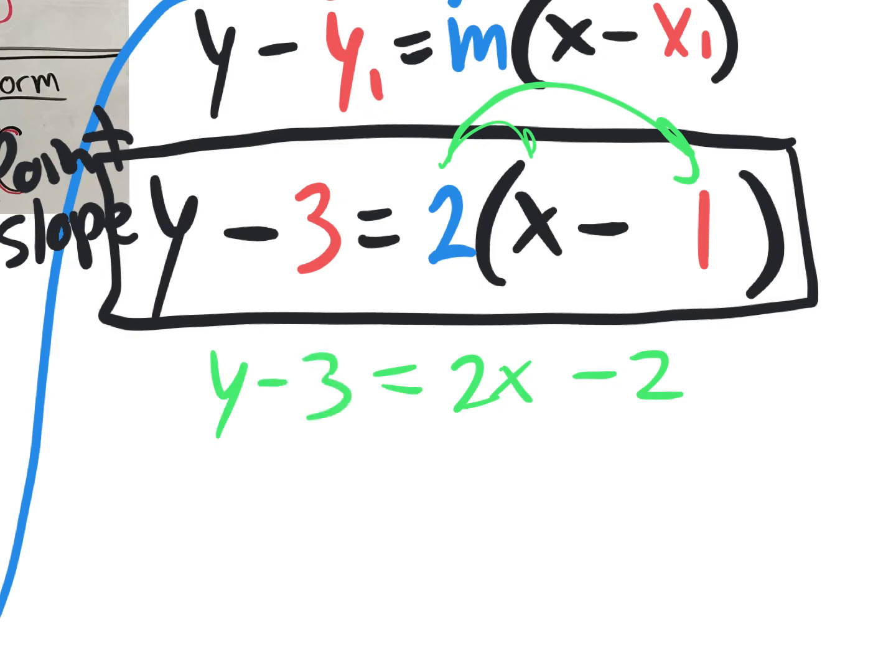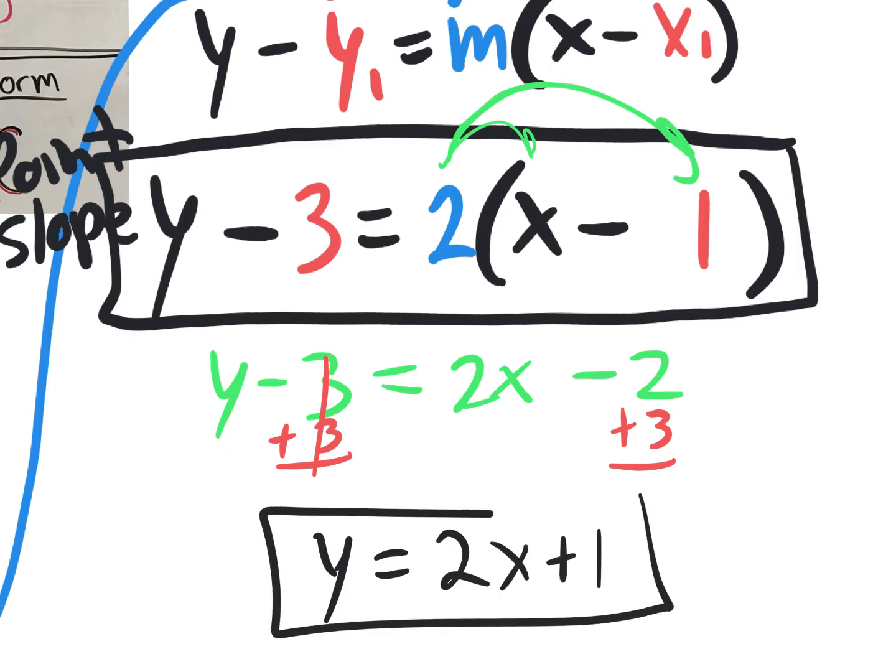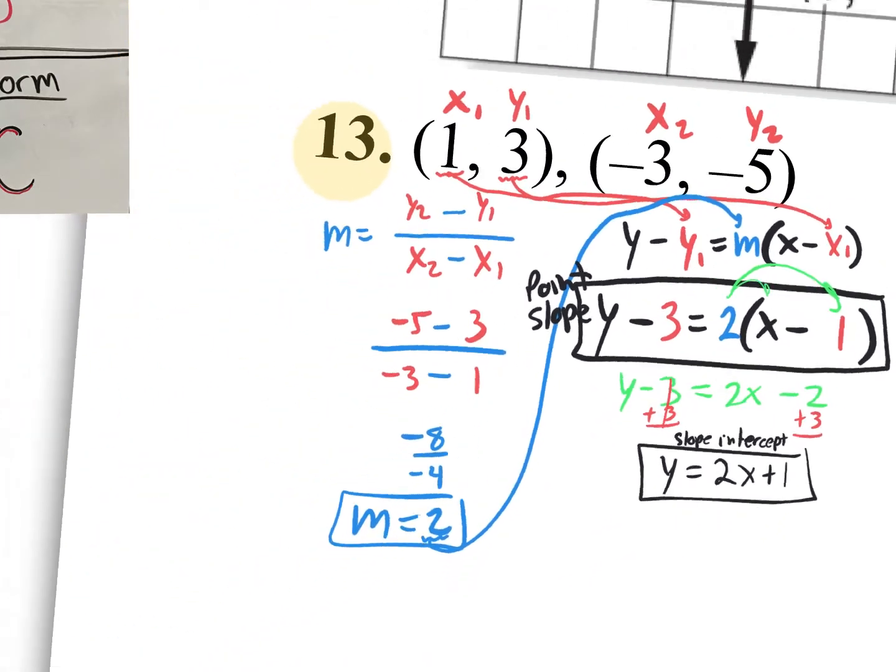Now, it's almost in slope-intercept form. I just need to get y by itself. So what do I do to get y by itself? Plus 3. Plus 3, right? So plus 3 here, plus 3 over here. We now have it in slope-intercept form. Y equals 2x plus 1. That right there is slope-intercept. That's slope-intercept form.